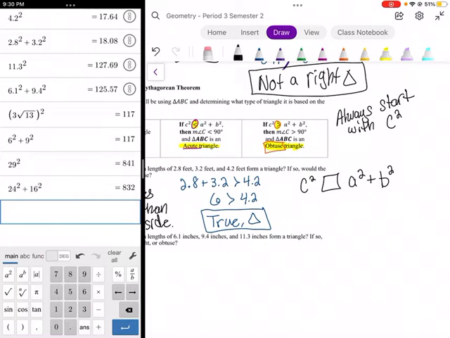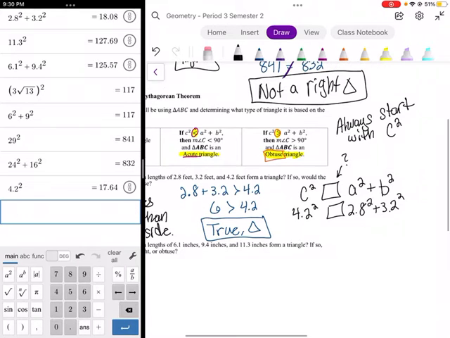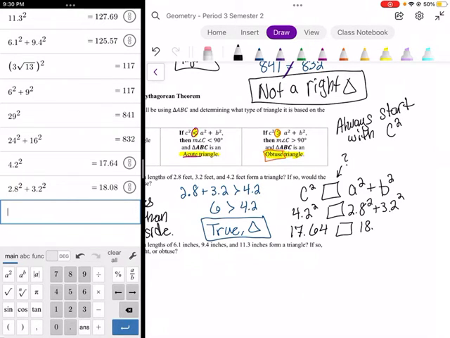So plugging this in, we're going to end up with 4.2 squared box. And the reason we put the box is because we don't know what goes in there yet. So that's why we put the box. And then we'll have 2.8 squared plus 3.2 squared on the right side. And 4.2 squared is 17.64. And then if we take 2.8 squared plus 3.2 squared, we're going to get 18.08.